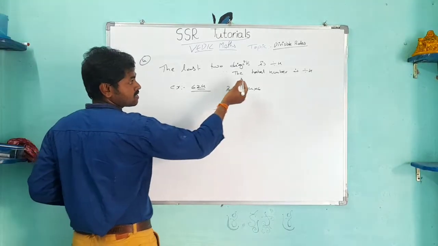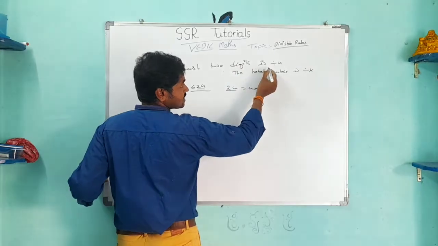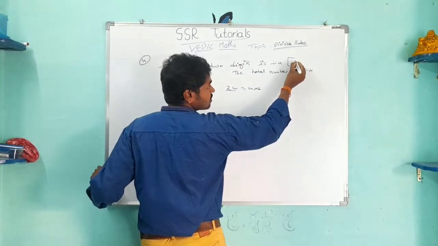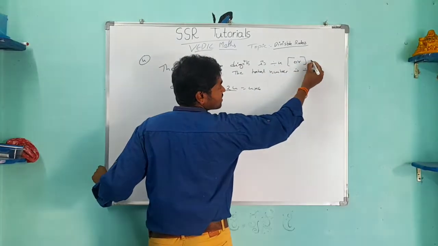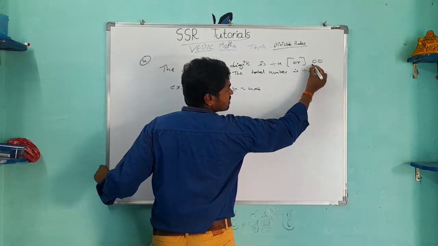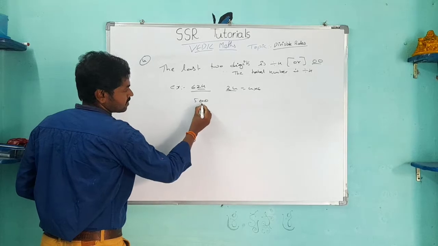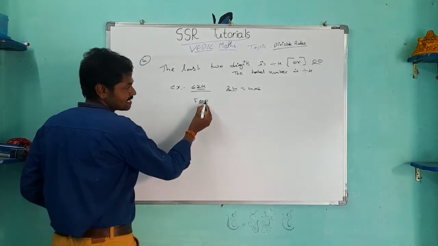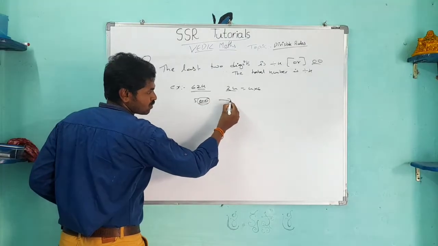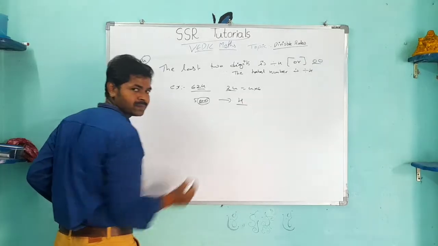There is another method. The last two digits are divisible by 4, or the last two digits are zeros. Example, 500. The last two digits are 0. So it is also divisible by 4.